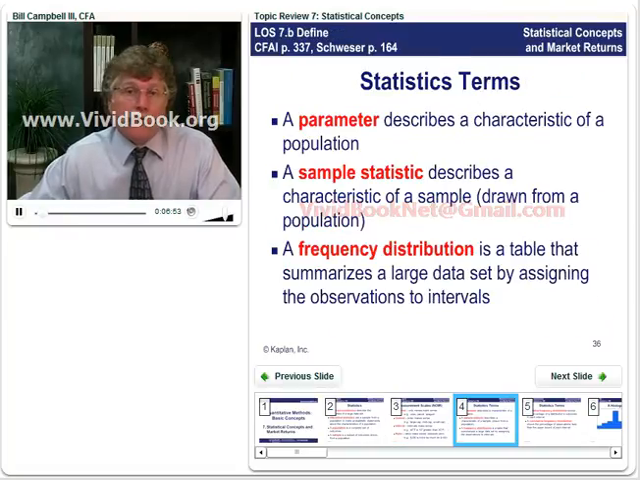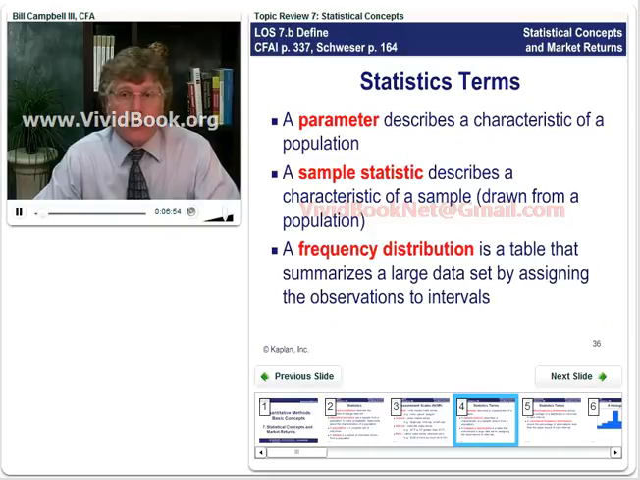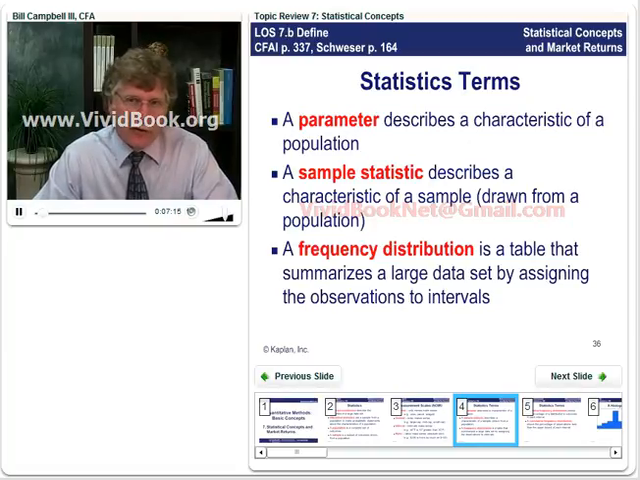Some more terms for you to understand. A parameter describes the characteristic of a population. Could be the mean, could be the variance, could be the range, things like that. So for our giraffes, a parameter would be the average height of all the giraffes in the world, average weight of all the giraffes in the world, the height of the tallest giraffe in the world, the weight of the smallest baby giraffe in the world, things like that. Those would be parameters for the population.